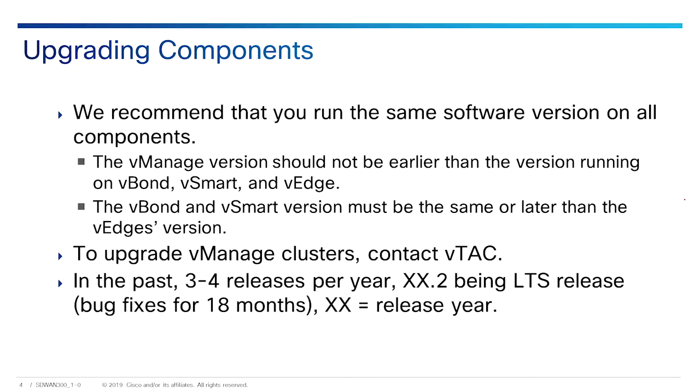The release naming of the SD-WAN images in the past used the release year as the principal software version, such as 18.x for software released in 2018. The X.2 release is generally the long-term support release with a minimum bug fix period of 18 months. The current release version of this is 18.4.1, released March 11, 2019.